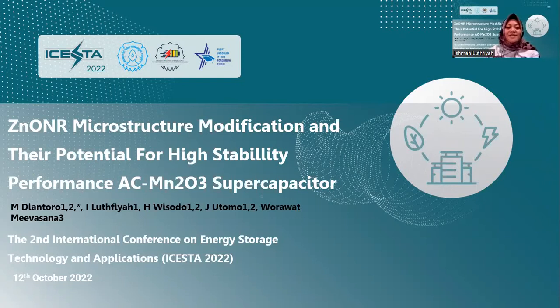It is an honor to be a presenter at this international conference on energy storage, technology, and application, ICESTA 2022. Here, I want to present my research titled ZnONR Microstructure and Modification, and their potential for high stability performance of activated carbon manganese 2 oxide supercapacitor.